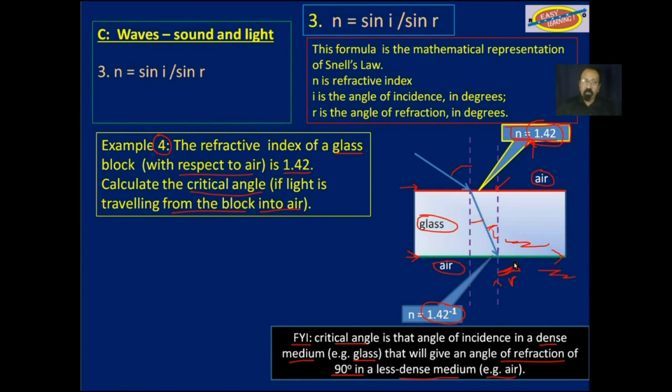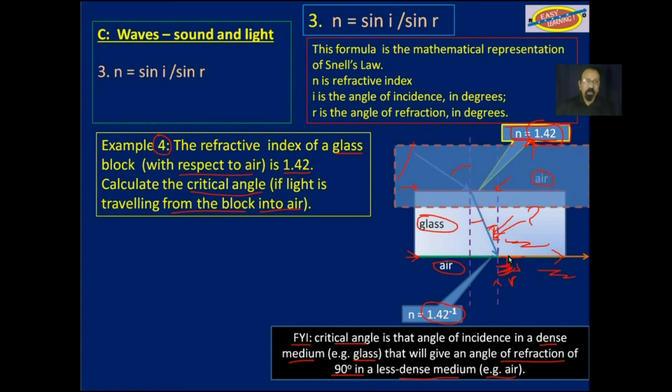So what the question is saying is this: if that refracted ray were to make 90 degrees here, what will be this angle here? Find the angle of incidence when the angle of refraction is 90 degrees. Let us forget this piece at the top for the time being and concentrate on this part down here. We want to find I, which is this. We know that R is 90 degrees, which is this refracted angle here.